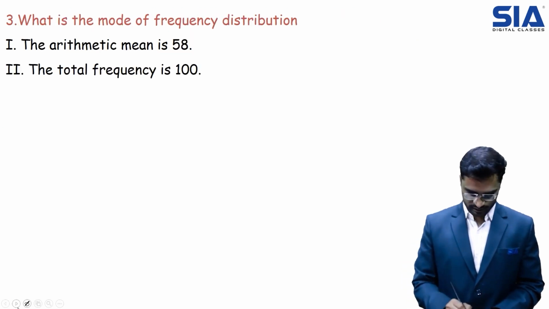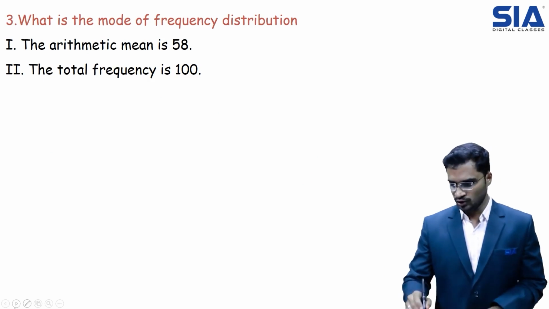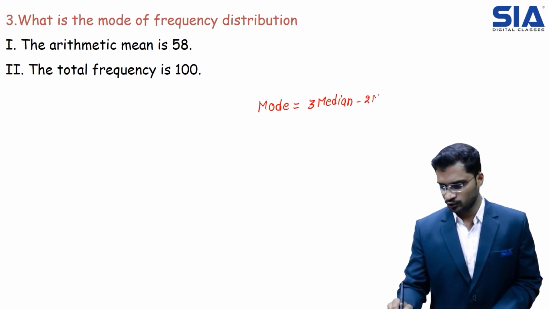Now coming to the next question. What is the mode of the frequency distribution? When we have to find the mode, we know that mode is equal to 3 median minus 2 mean.